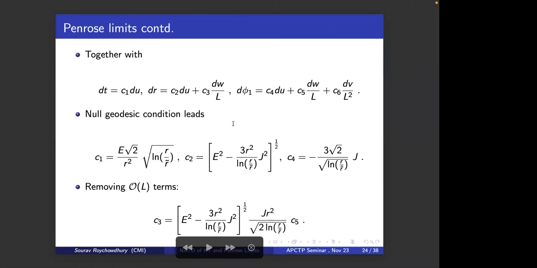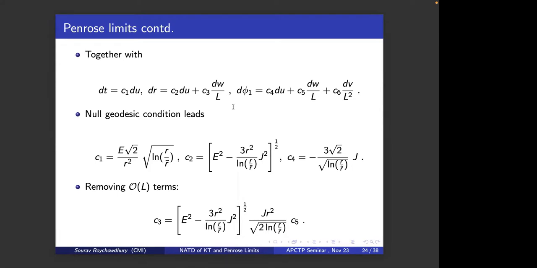And with this one, we subsequently take the L tends to infinity limit. Now we have to fix the coefficients written here. So first we impose the null geodesic condition. This null geodesic condition fixes 3 of the 6 coefficients. And now after expansion, it turns out that we have some diverging term, which is of order L.